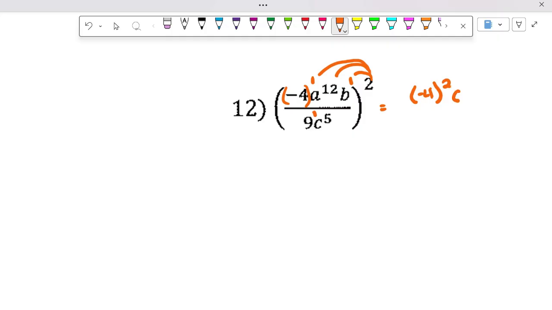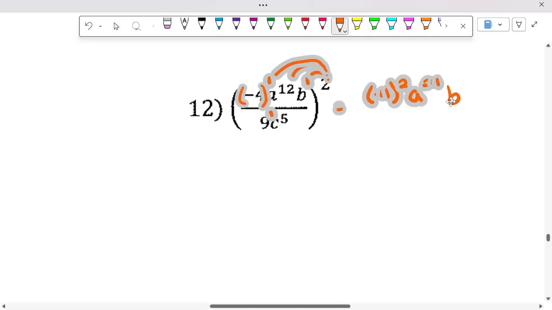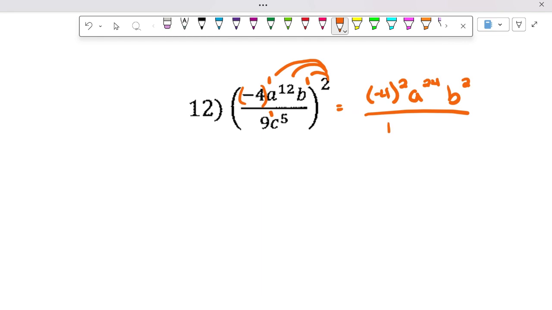A to the what? 24th. 12 times 2. B to the what? Squared all over what? 9 squared and the 10.